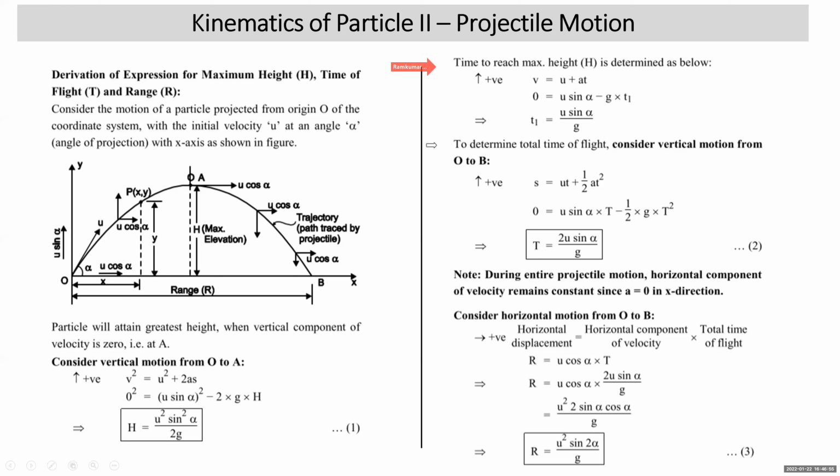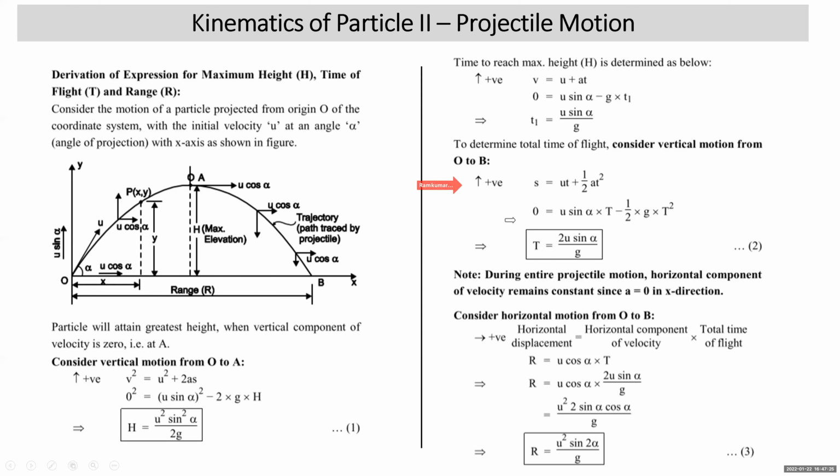Now, to determine the total time of flight, let's consider vertical motion from O to B. I'll write s is equal to ut plus half at square. As initial vertical component velocity is upward, I took again upward positive. U is u sin alpha, initial vertical component velocity. Total time I'm taking as t, acceleration is minus g.